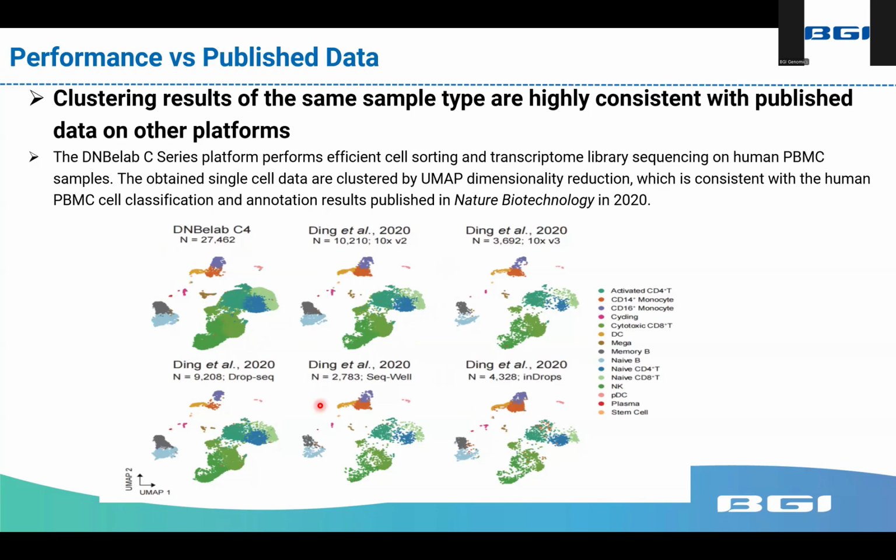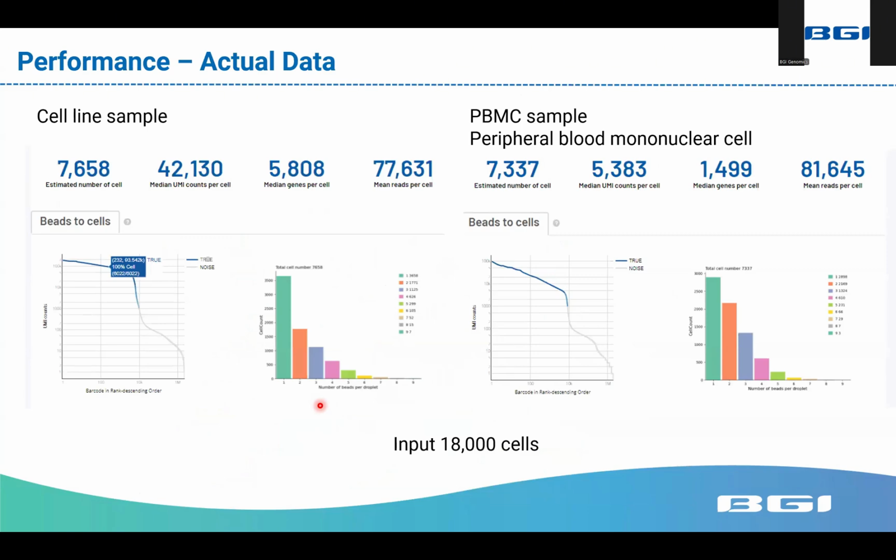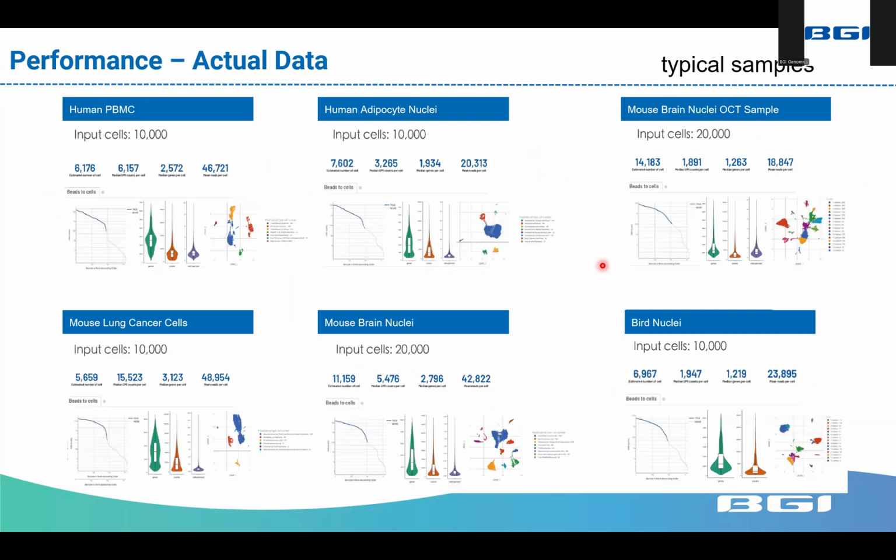Then I will show you some performance of the platform by entry data. This slide shows the data of a cell line sample and a PBMC sample. The input cell number is 8,000 and the capture rate is both about 40%. The overall performance is also good. This slide contains several typical samples like human PBMC, human nucleus, mouse brain nucleus, and mouse cancer cells, and even some OCT samples. In this slide, you can see the overall performance of our platform is also good.